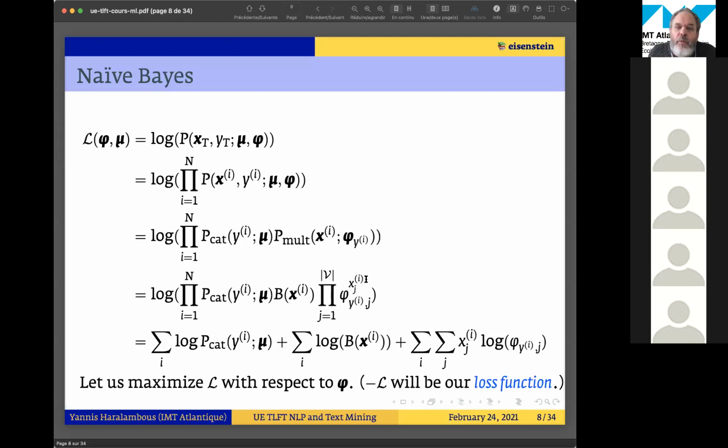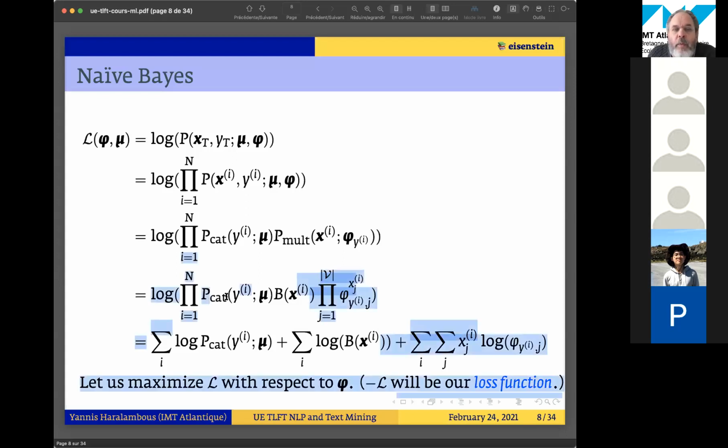So don't get confused by the many indices here. i is the document. This is why I put it in parentheses. And j is the component. And when we say component, we mean the elements of our vocabulary, of our bag of words, the coordinates of our bag of words.